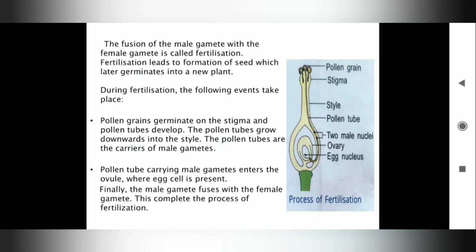Children, here the process of fertilization is given. See the picture carefully. Pollen grain germinates on the stigma and pollen tubes develop. The pollen tube grows downwards into the style. The pollen tubes are the carriers of male gametes. The pollen tube carries male gametes and enters the ovule where the egg cell is present. Finally, the male gamete fuses with the female gamete. This process is called fertilization.